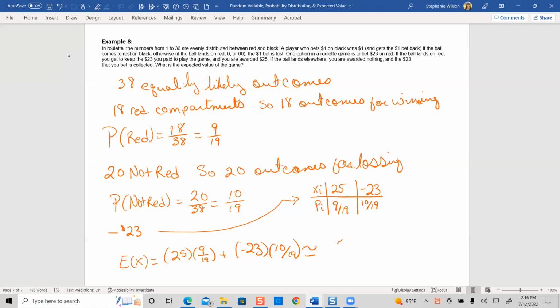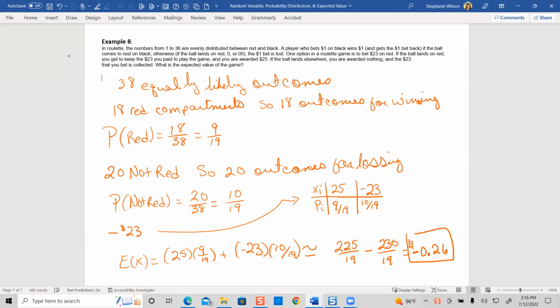We get 225/19 minus 230/19. And that leaves me with negative 0 point, rounding to the nearest hundredth, 6. So be careful on the rounding.